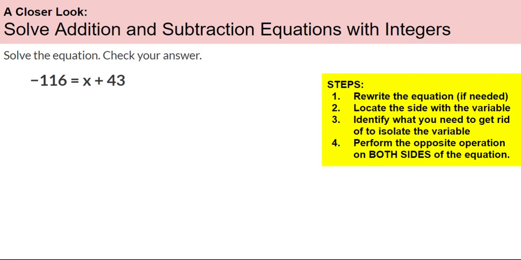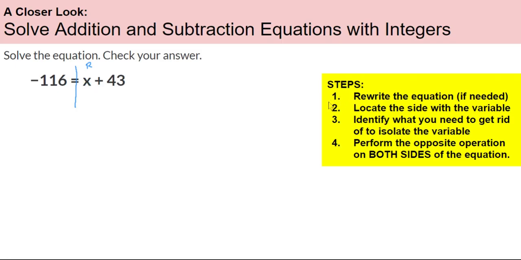All right, how did you do? Step one, rewrite the equation if needed. Now, you didn't have to, okay? But I'm going to go to step two before I talk about that. Locate the side with the variable. Okay, what side has the variable? The left side or the right side? Right, the right side does in this one, right? There's the right side. If I drew a line there, this is the right side.